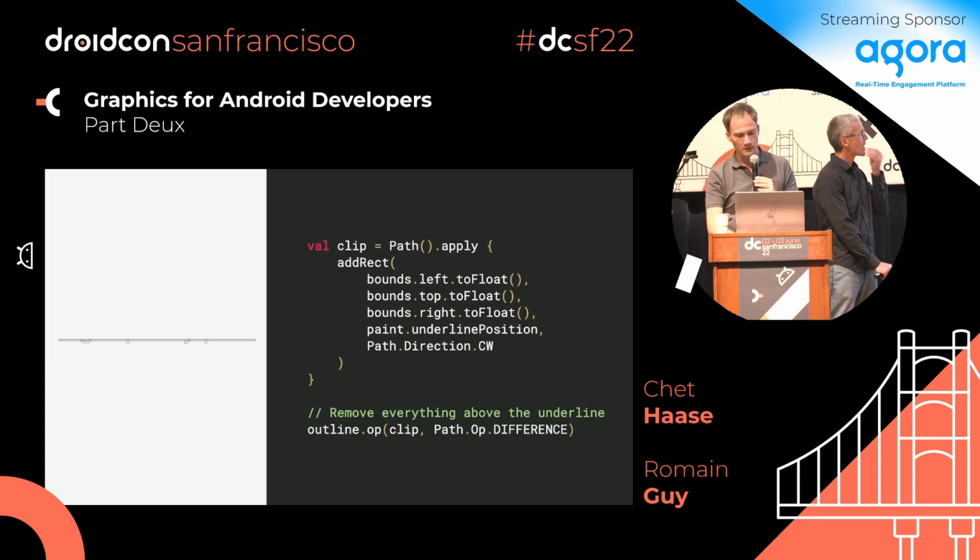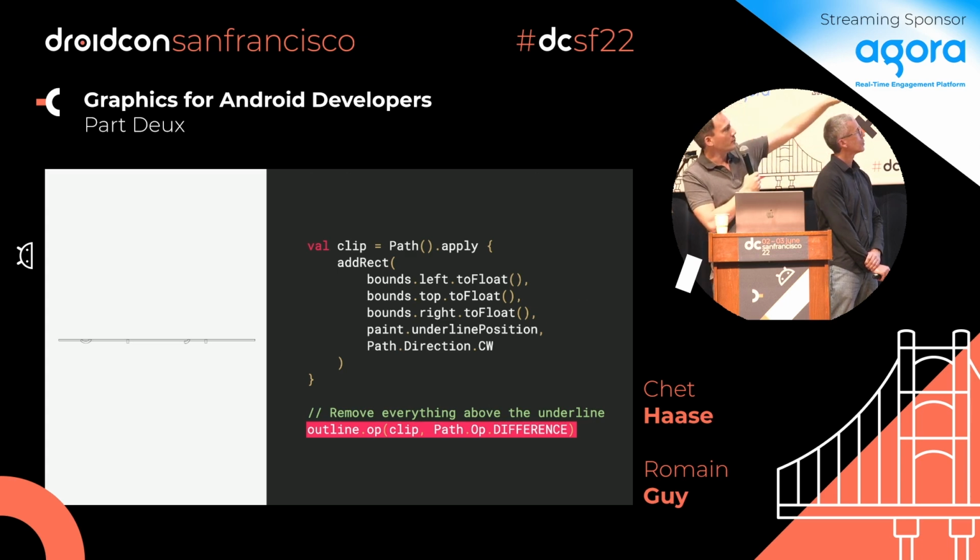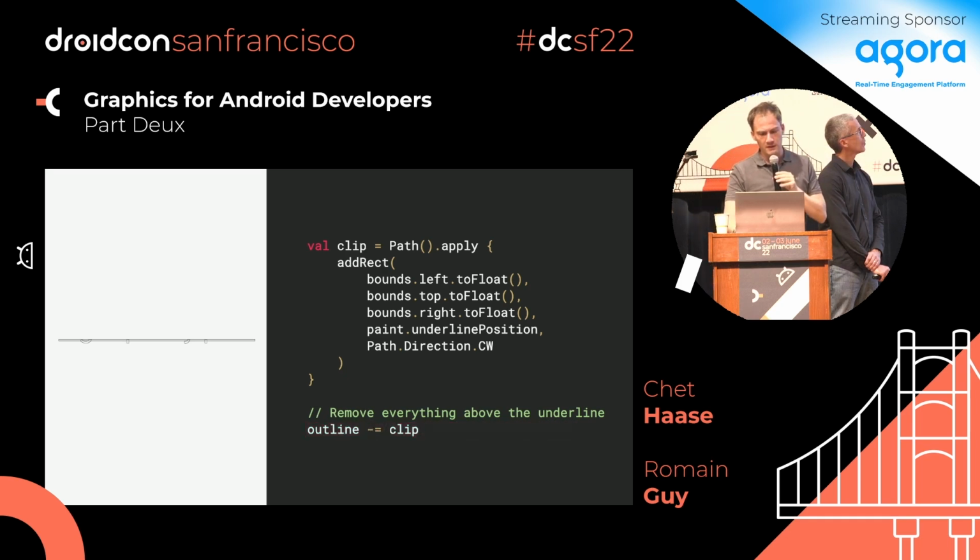So I create another rectangle. It's not very interesting. What's interesting here is that I call this op function. So it's basically a Boolean operation on the path. So I'm going to apply a difference. So I'm going to subtract our clip rectangle from the outline. If you use the core KTX extensions, you can instead use the minus operator. So you just say the outline minus the clip. That gives you the new path that you see here on screen. And that contains only the descenders, so only the areas that we want to clear around.